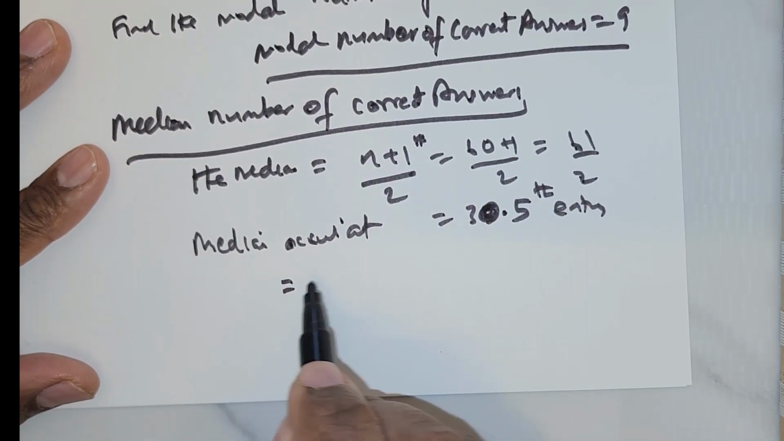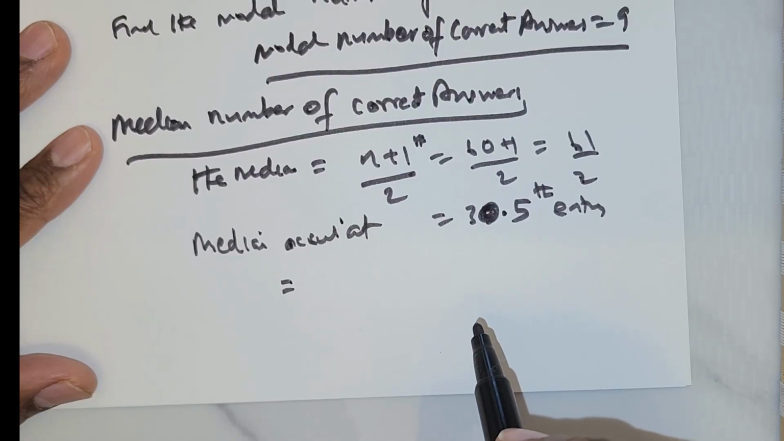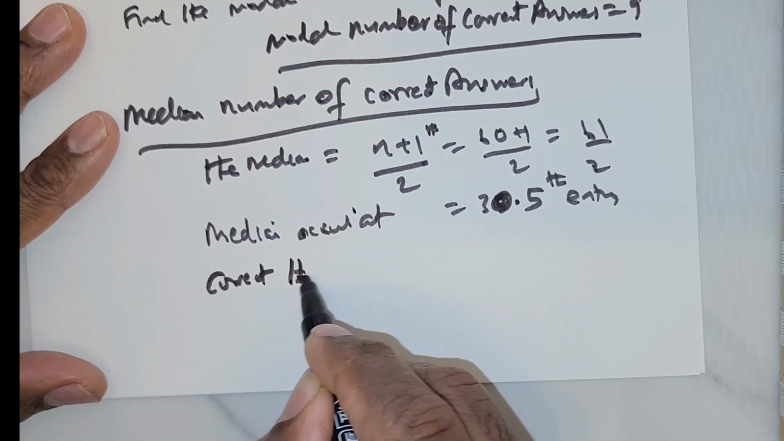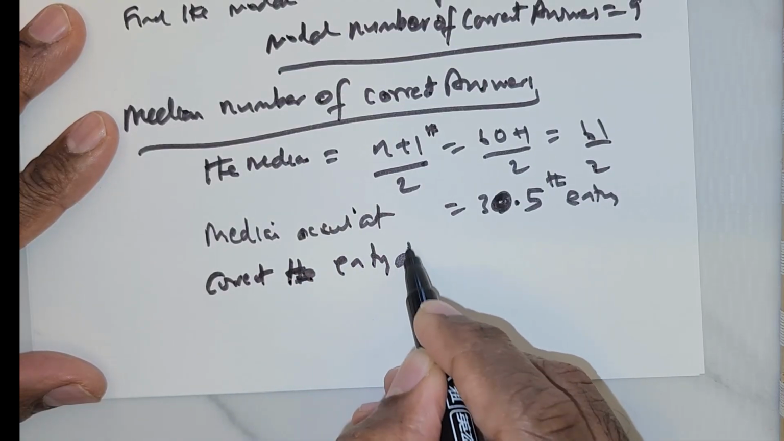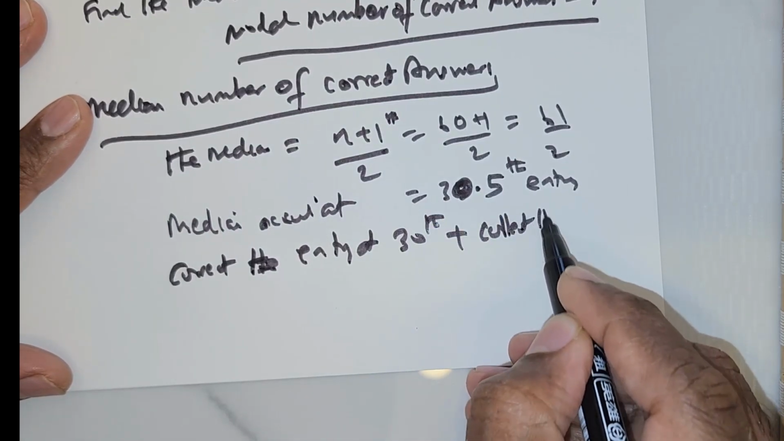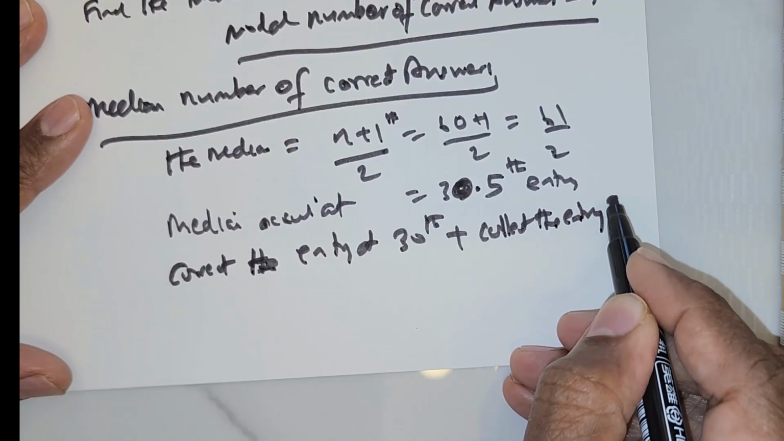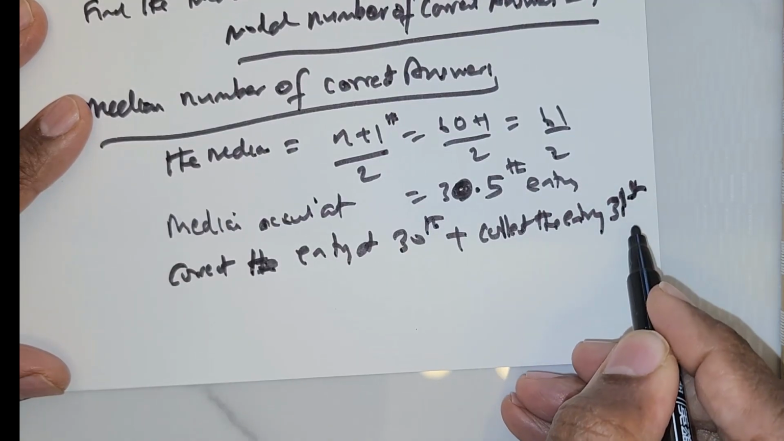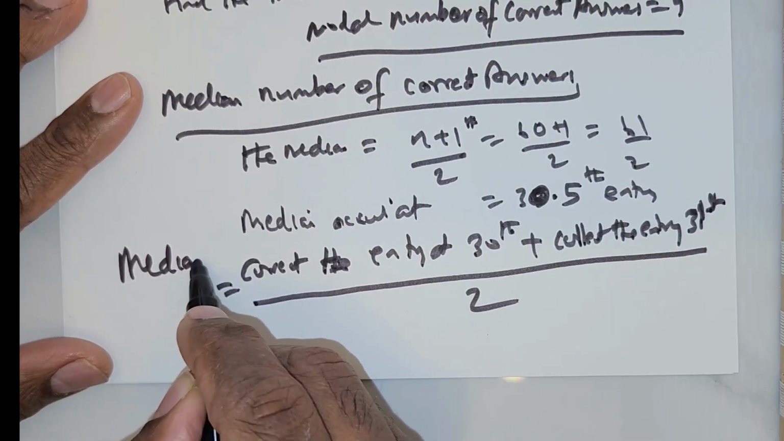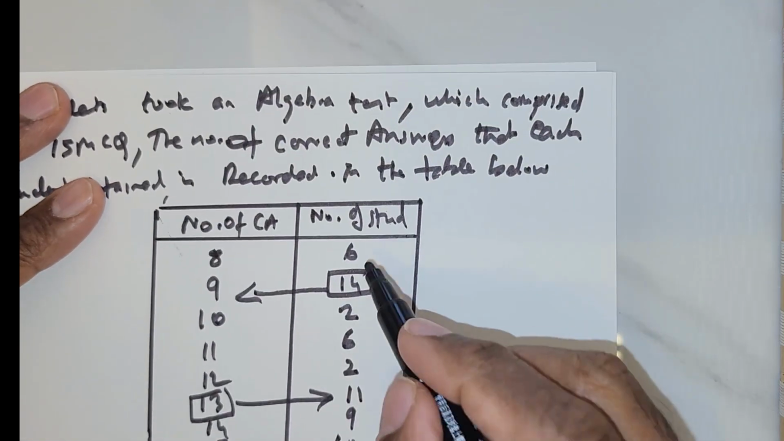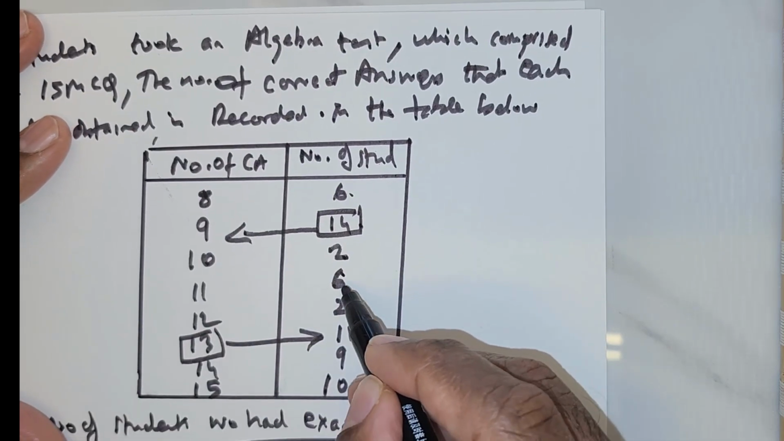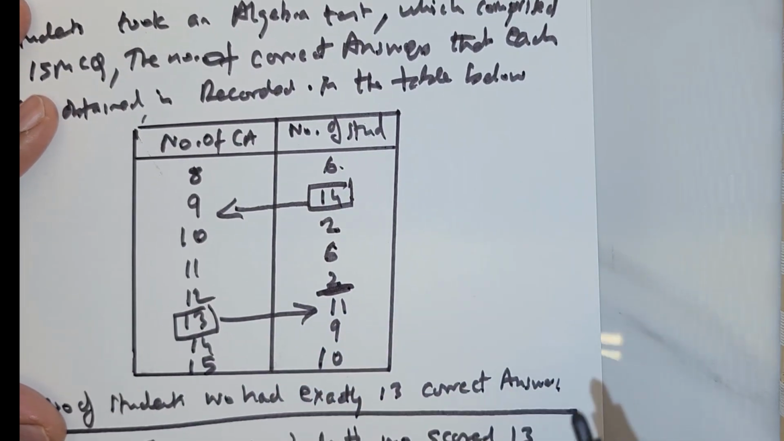So that means we will have to collect the entry at 30th plus the entry at 31st and we divide by 2. That will be the median. So 30th entry, go to the table. 6 plus 14 is 20, 22, 28, plus 2, 30. 30th entry.